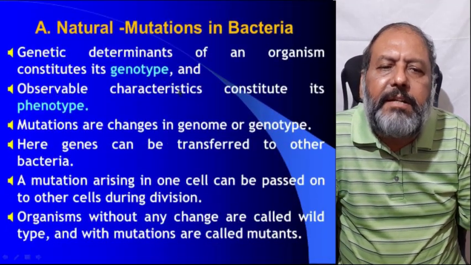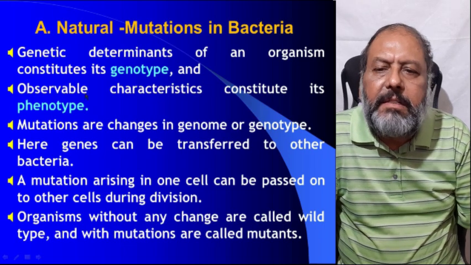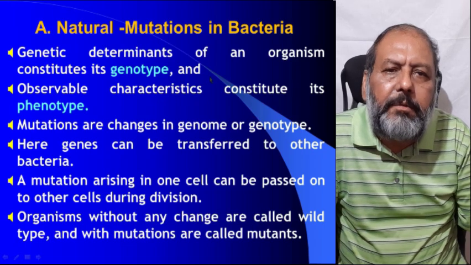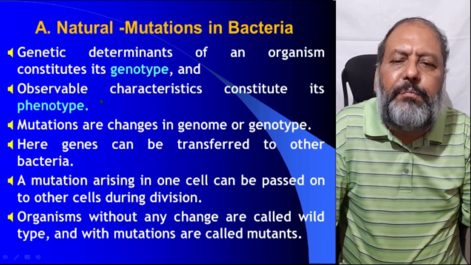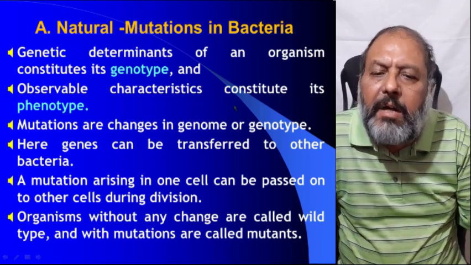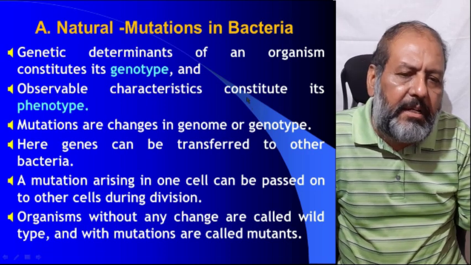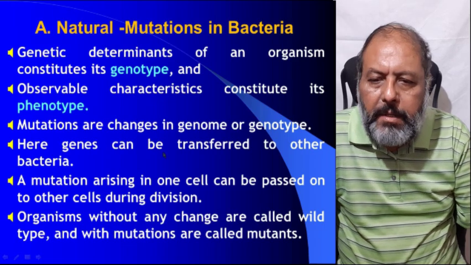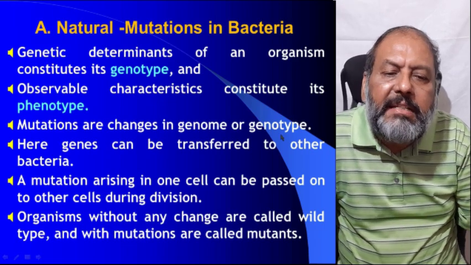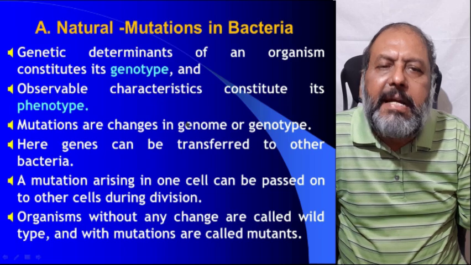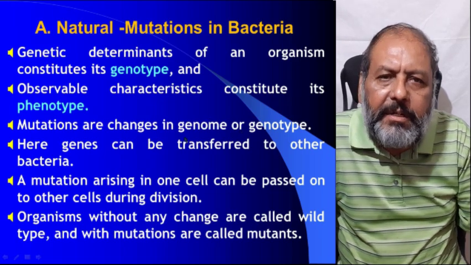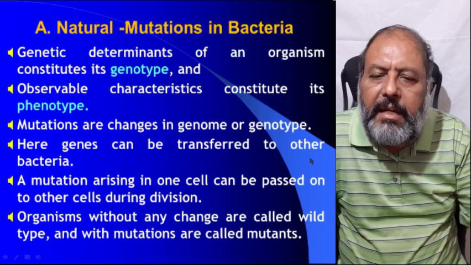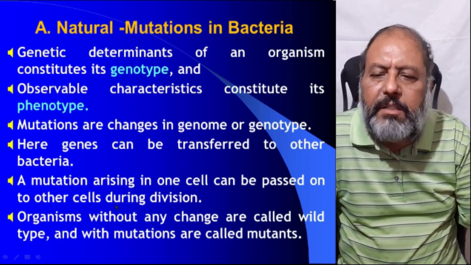So, first, the natural mutation in the bacteria. Genetic determinants of an organism constitute its genotype, that tells the genetic makeup of any bacteria, and the observable characteristics like flagella, fimbriae, and others constitute its phenotype. Mutations are the change in the genome or the genotype, that is chromosomal DNA, plasmid, genes, and other things, but not the phenotypical changes. Here, genes can be transferred to the other bacteria.